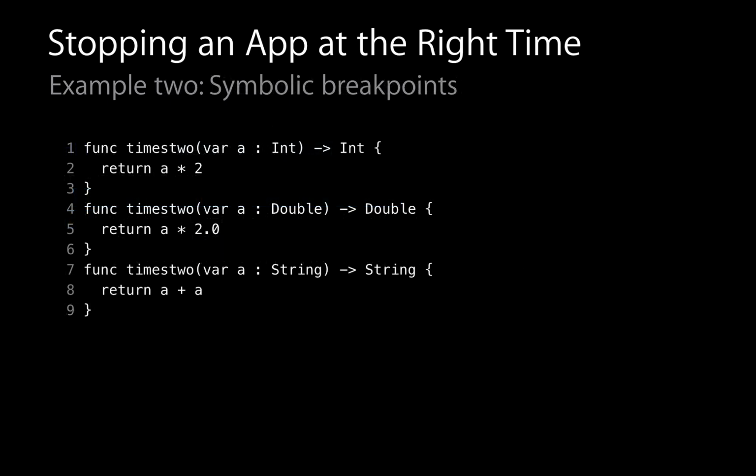Now, let's say we have a little bit different code. This is a simple example where we implemented a function called times2. Times2 applies to integers, it applies to doubles, and it also applies to strings. I want to stop whenever any of these is called. But wait, they've all got different line numbers. How am I going to do that? In this case, we can use a symbolic breakpoint. If I type breakpoint on times2, lldb will say, OK, you want to match all functions that are called times2, and it already tells you it found 3 locations for that.